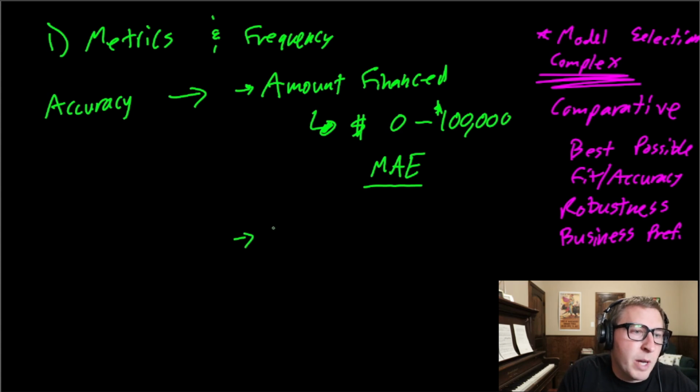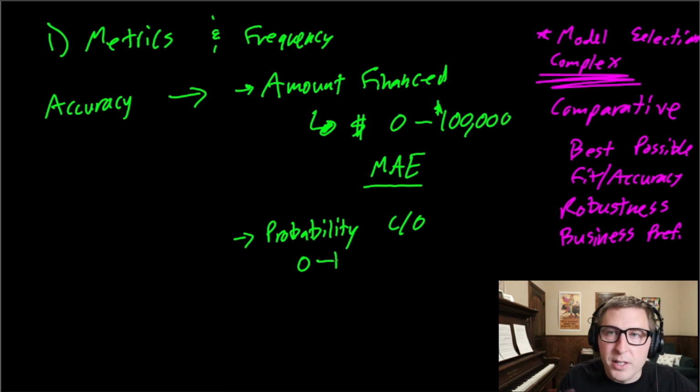The second piece is maybe we're doing some sort of probability. So let's say the probability of charge off, which is a common one. We're going to predict something between 0 and 1. So that is going to be a very, very small window here. So probabilities go from 0% to 100%. You would not want to use MAE here. It would make no sense.